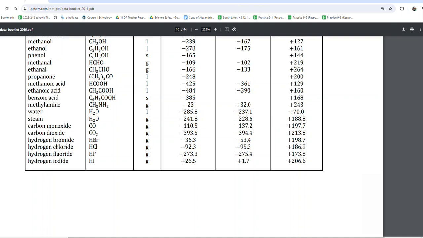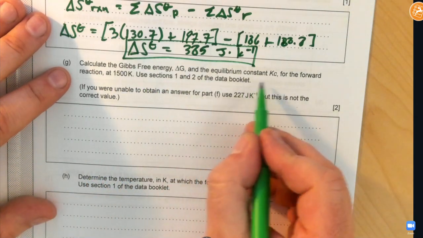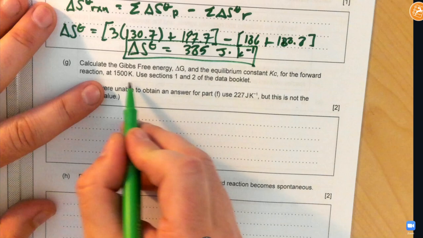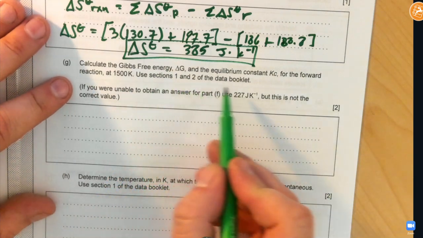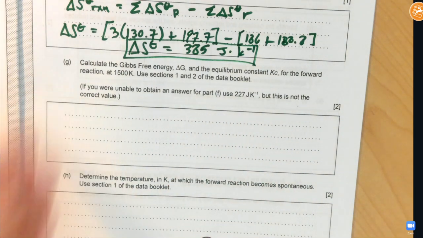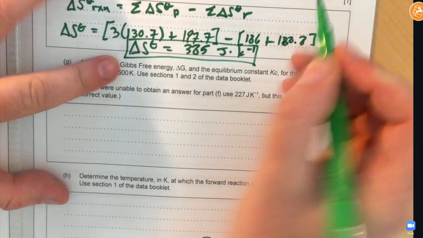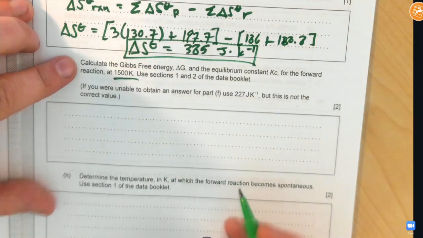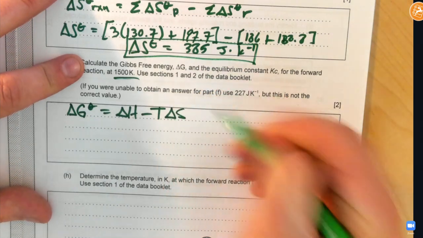And let me actually go back to my test. All right, part G says calculate the Gibbs free energy and the equilibrium constant for the forward reaction at 1500 Kelvin. Use sections 1 and 2. All right, so if we know the value for K, if you're unable to answer, I haven't looked at this in advance. Let's look at the data booklet, because I don't think we have a value for K, right? So we can't use delta G equals RT times. Do we have a delta H? We do. We've got delta H, we got the temperature, and we got the delta S. That tells me we can calculate delta G using delta H minus T delta S.